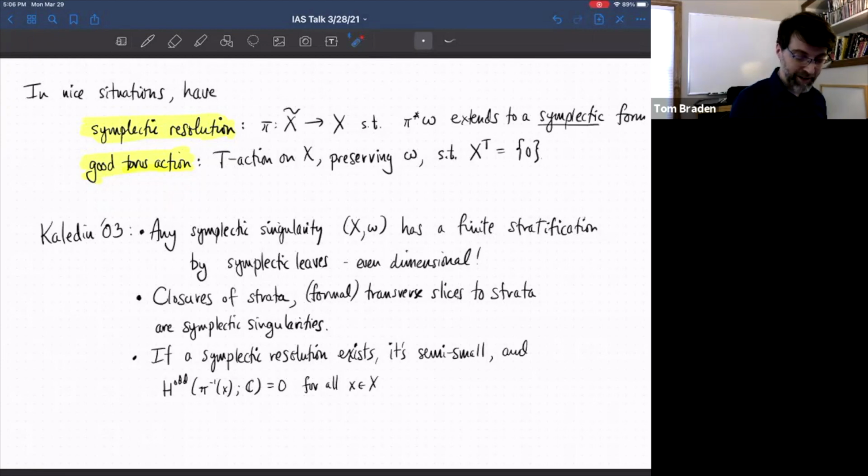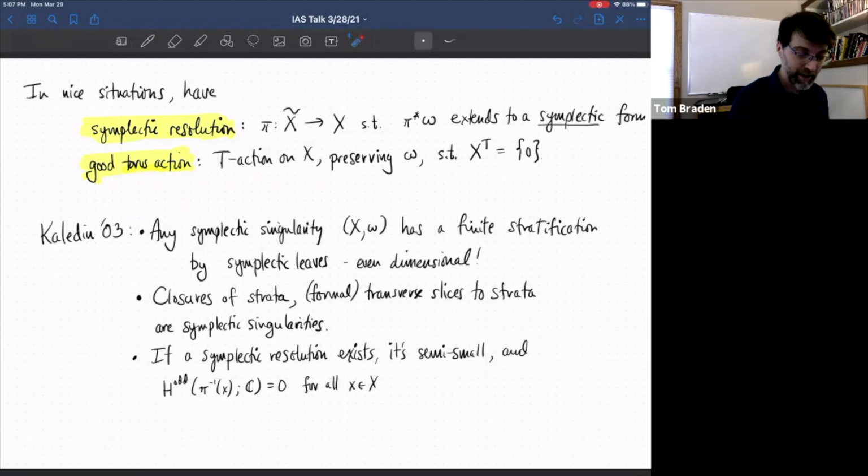And also, if there is a symplectic resolution, it's always semi-small, and the cohomology of the fibers, at least with C coefficients, is 0 in odd degrees. And so these are properties that are famously true for the Springer resolution of nilpotent cones, and are one of the basic building blocks for starting the theory of the Springer correspondence. And so there's obviously room to generalize this.